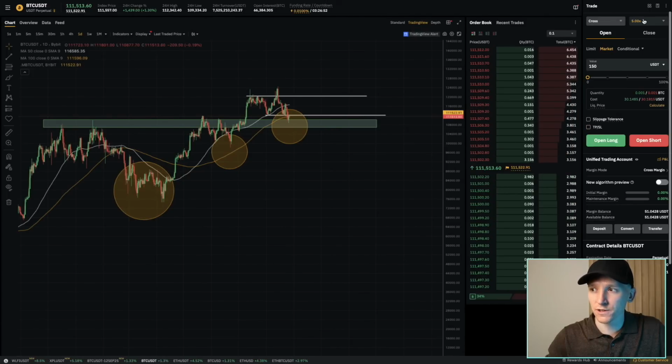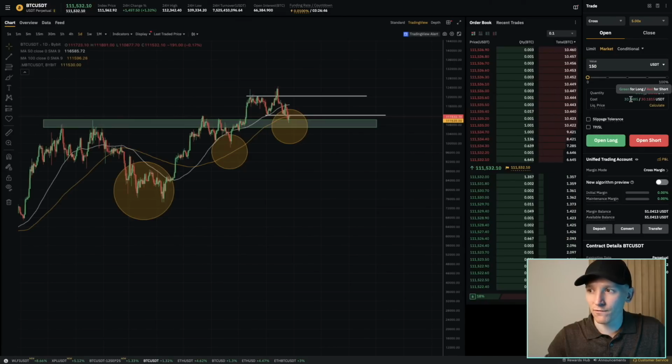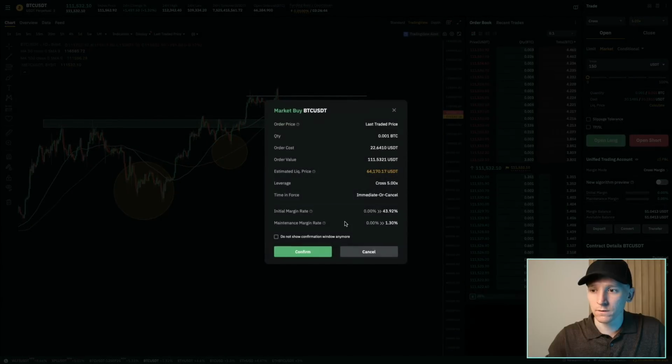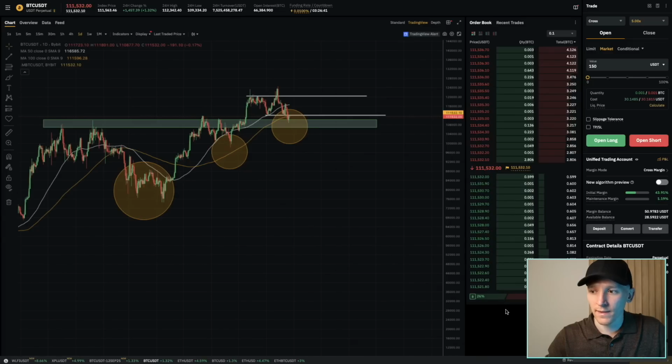So we're going to go cross margin, 5x leverage. I'm going to open this market order right here. You can see the cost to me, 1/5 of the order size. Open long, see all the details, press confirm, and that will trade for you.